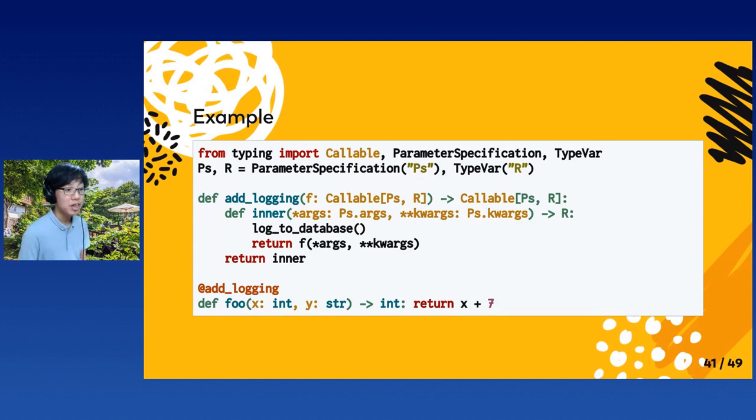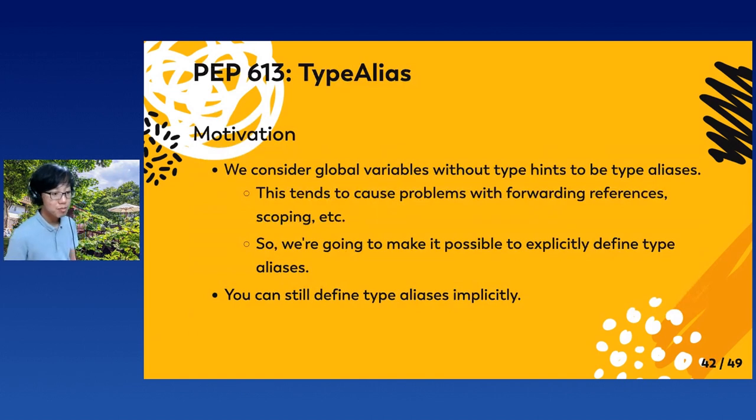It is very difficult. Type aliases. Motivation is here. We are considering global variables with a type hint, so we type aliases. This tends to cause problems with forward references, scoping, and more. So we are going to make it possible to define type aliases.